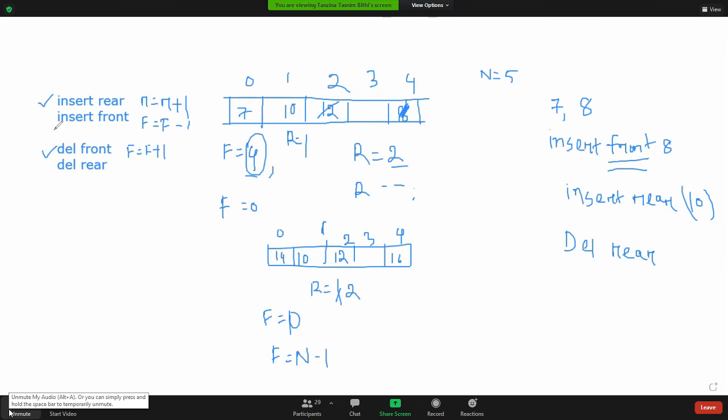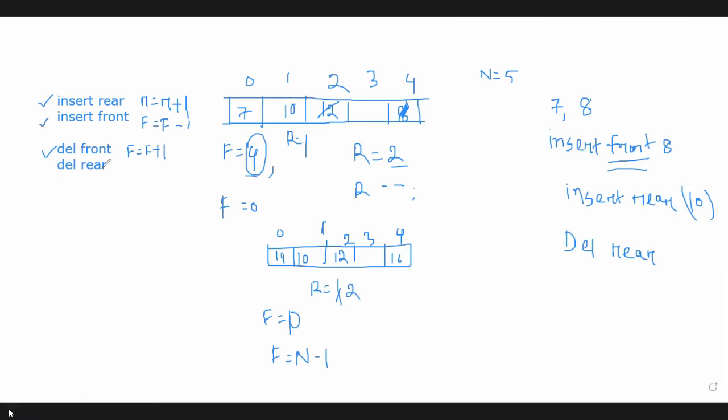Okay. And now another operation is left, that is deletion from rear. We usually delete a data element from the front and then we increase the front pointer value by 1. But now we have to delete a data element from the rear side. And what is the value of the rear pointer? Rear equals 2, which means that 12 is the last data element. So here the new value of rear will be r equals r minus 1. After deleting 12 from this queue, the new value of rear will be 1. Is that clear?